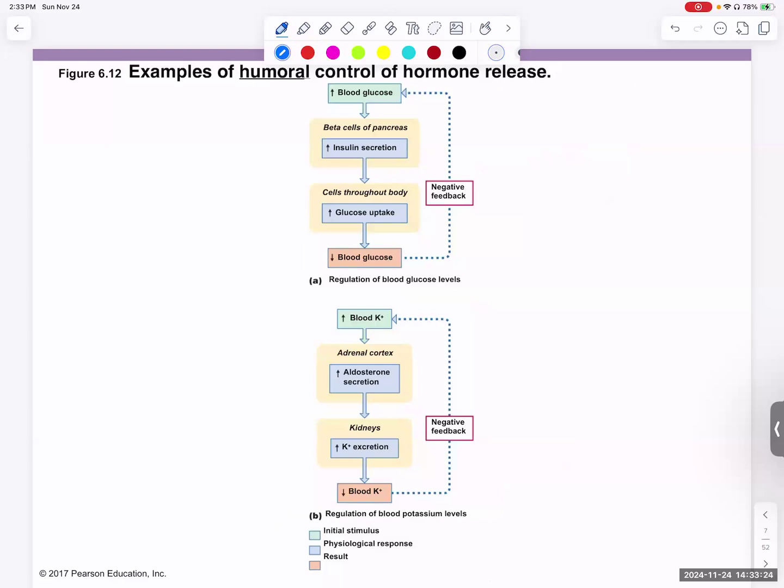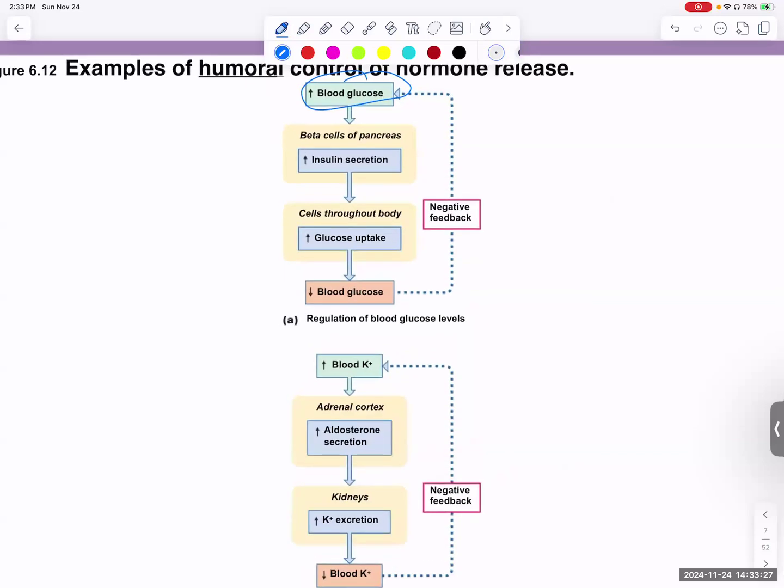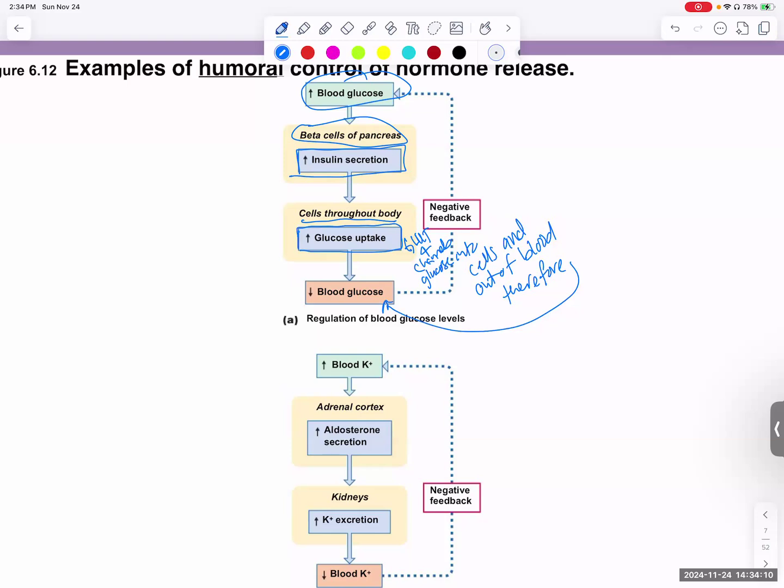Examples of humoral would be blood glucose levels go up. Beta cells have receptors that are monitoring blood glucose levels. So when they go up, the beta cells release insulin into the blood. Insulin goes to the cells and increases the permeability of glucose by inserting GLUT4 channels to facilitate glucose going into the cells and out of the blood. Therefore, blood glucose levels go back down.